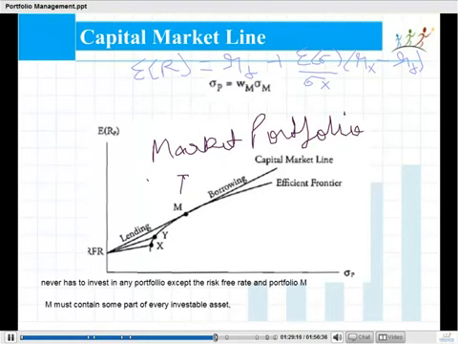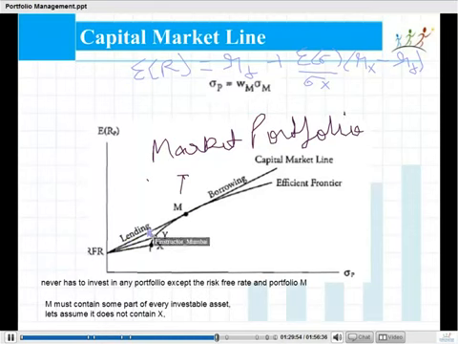Why must it always contain some part of every investable asset? Let's assume it does not contain some asset X. Let's assume it does not contain emerging market equities. We have just proved that any investor has to only invest in the risk-free rate R and in portfolio M to create the best combination of risk and return.